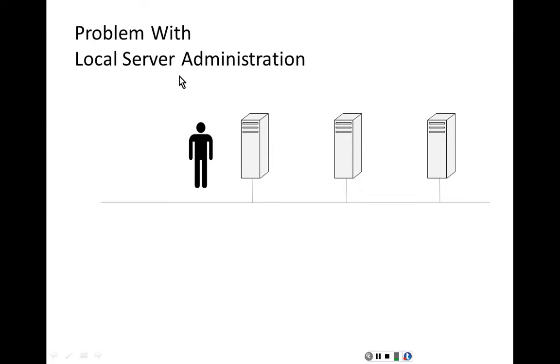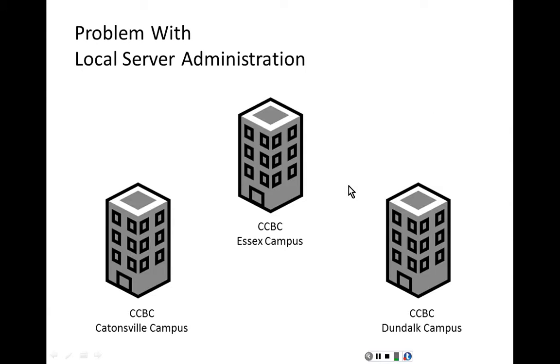And the problem with configuring the local server is every time you want to configure a server, you have to walk up to that server to configure it. And that's not so bad if all of the servers are together in one server room. But at the Community College of Baltimore County, we have 3 main campuses. And if I need to work on a server at the Dundalk campus, and I am at the Catonsville campus, and it's 3 o'clock on a Friday afternoon, I'm not going to feel like driving across Baltimore to configure that server at the Dundalk campus.